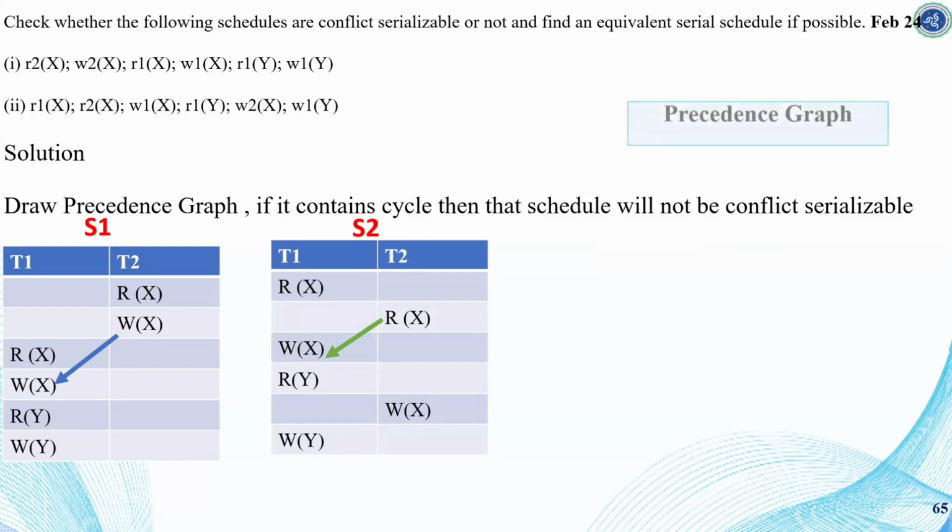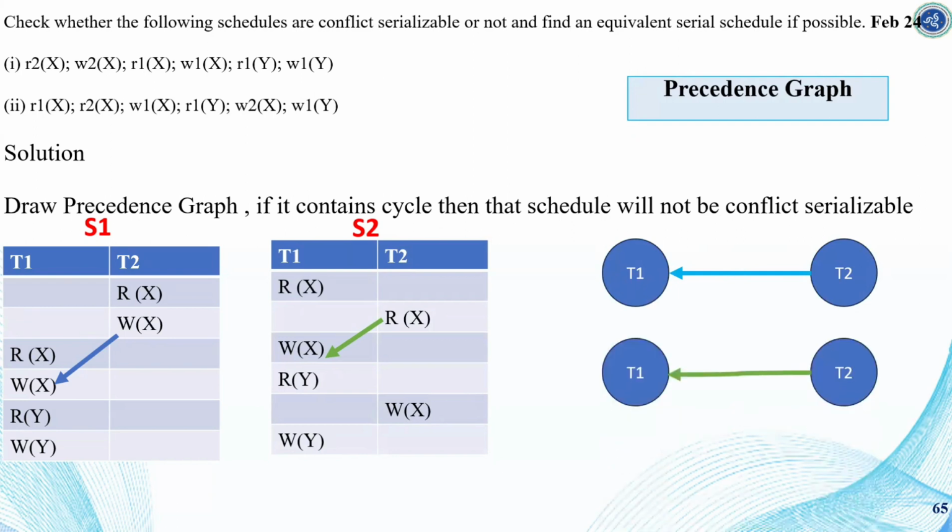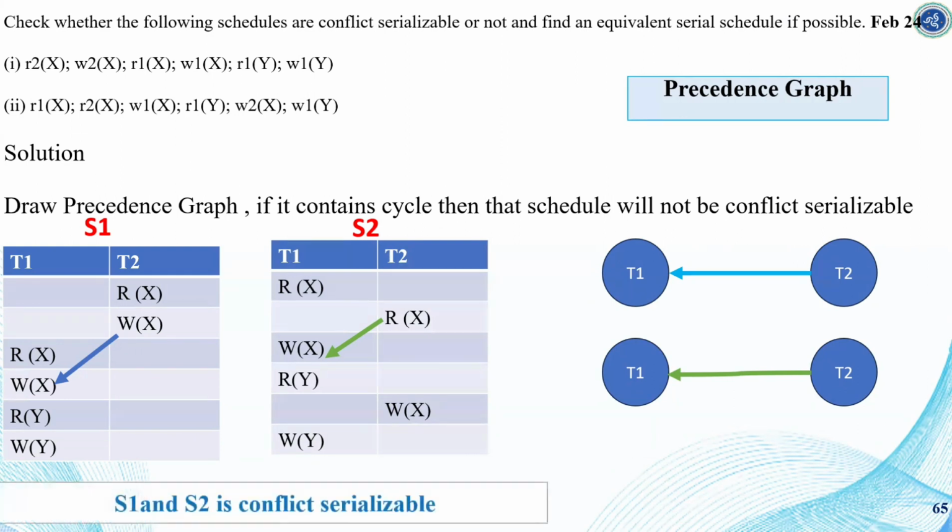Now we have to create the precedence graph of these two schedules. This is the graph of the first one and this is the graph of the second, S2. There is no cycle, so S1 and S2 are conflict serializable. Therefore, we have to create the equivalent serial schedule.